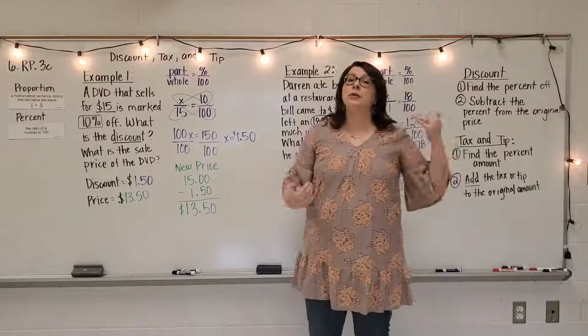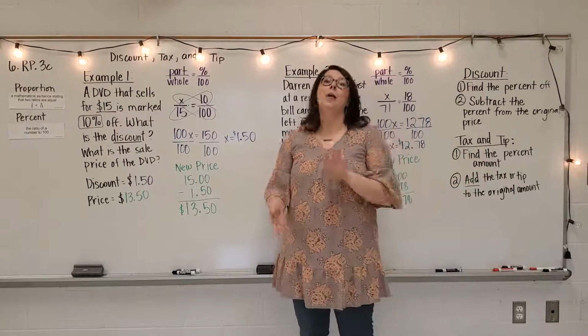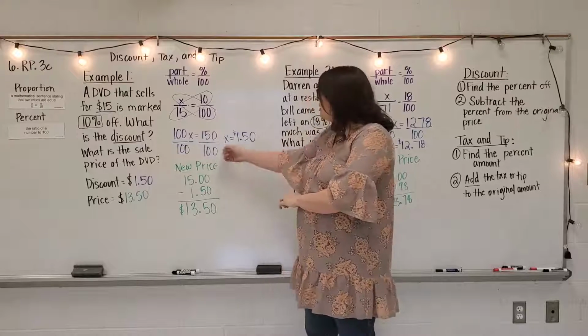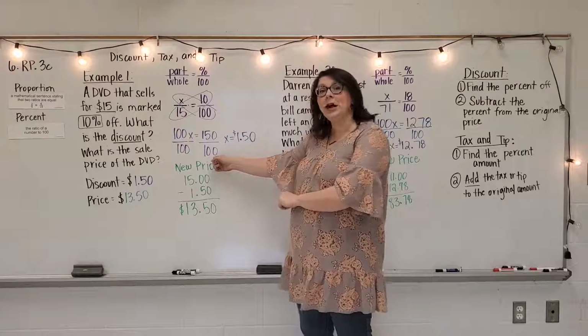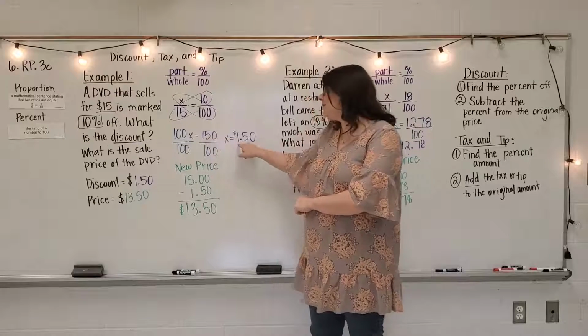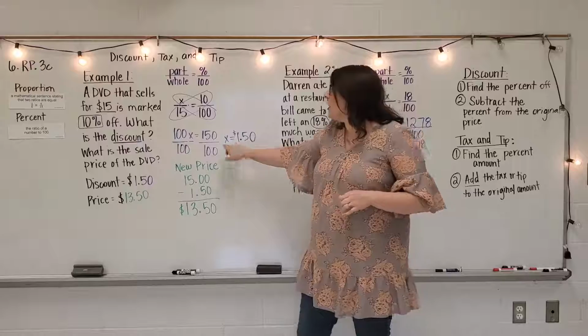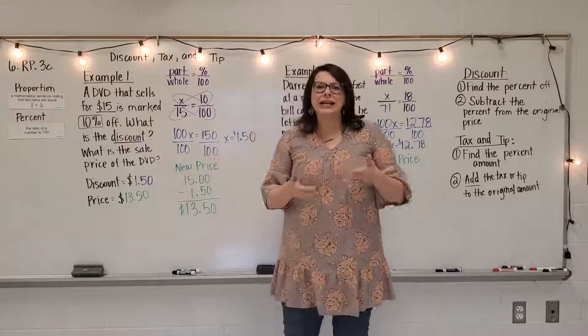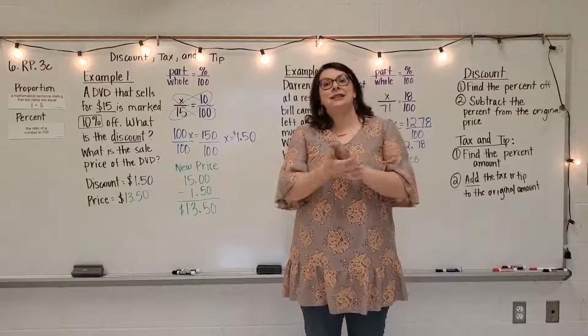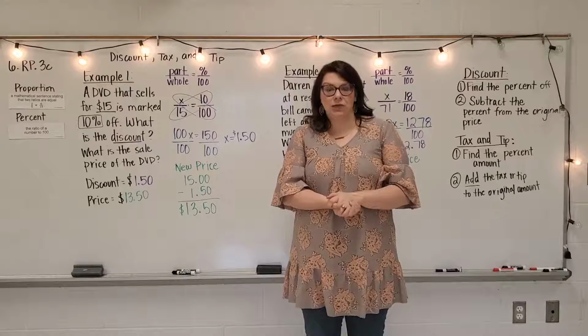You can remember back to 5th grade when we talked about multiplying and dividing by powers of 10, because we are dividing by 100. That just means we're going to move that decimal 2 places to the left, and we get our answer. This is the answer of what is the actual amount of the discount. The discount itself is $1.50.